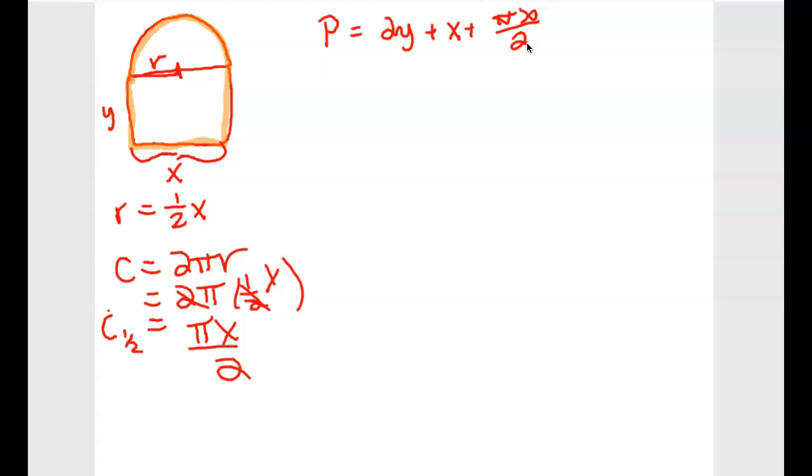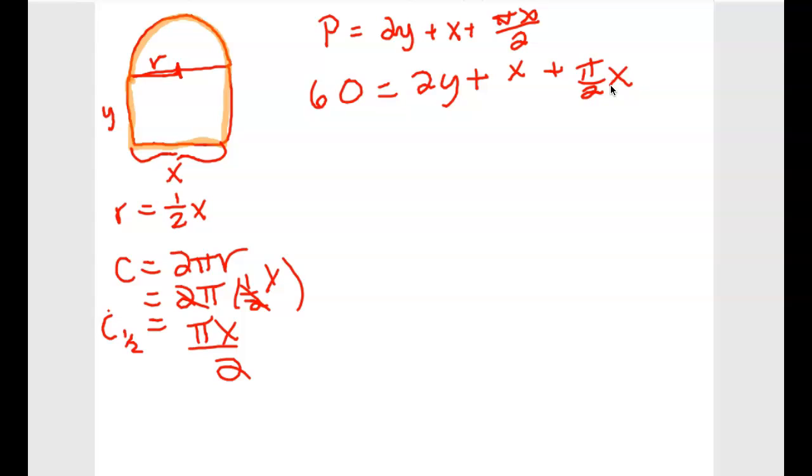So now perimeter is 60. So this is 60 equals 2y plus x plus pi halves x. But we have two variables, so we need a second equation to help get rid of the variables. It says a window should be designed to maximize the area of the window. So I want my window to be as large as possible given that perimeter. This is where it all went wrong.